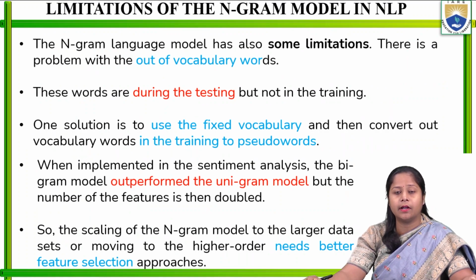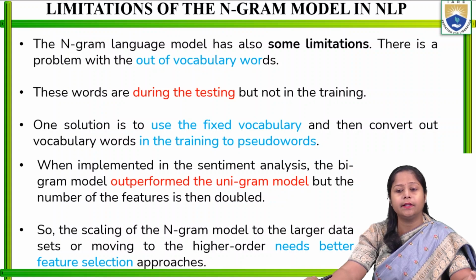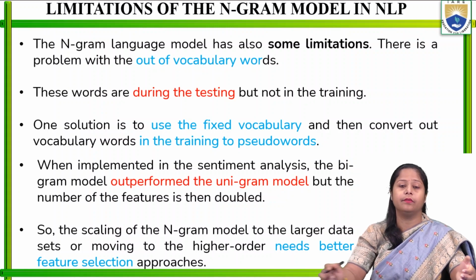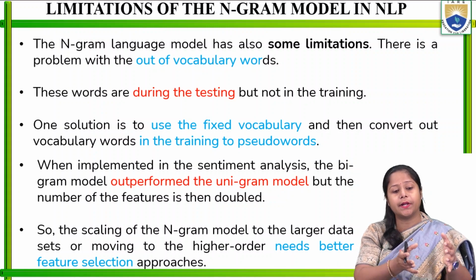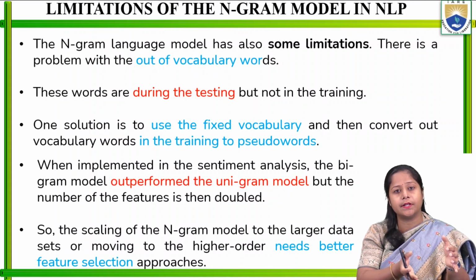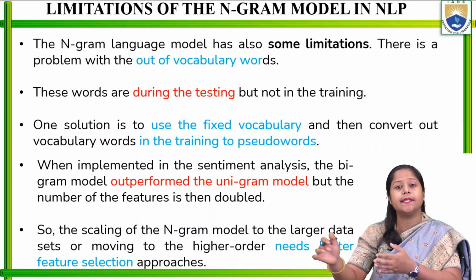Limitations of this n-gram language model can be there in NLP. The n-gram language model has also some limitations. There is a problem with out of vocabulary words. Sometimes the model can lack some vocabulary, out of its dictionary, out of its storage. So these words are seen during testing, but not in training. Whenever we are going to give the training words, we need to give some training documents, training words of sentences, and then we can test that, right?